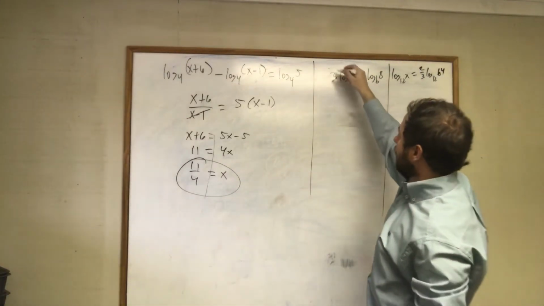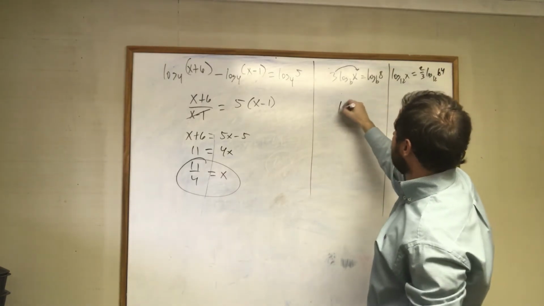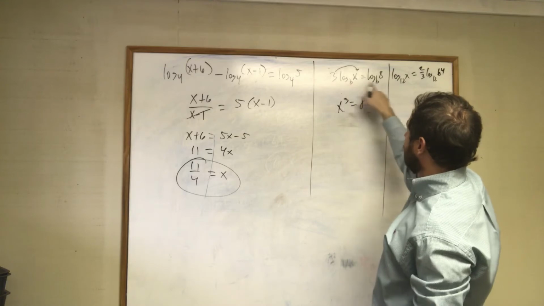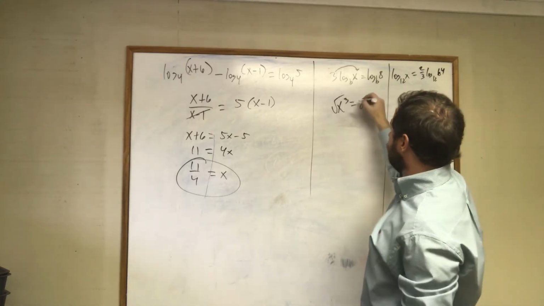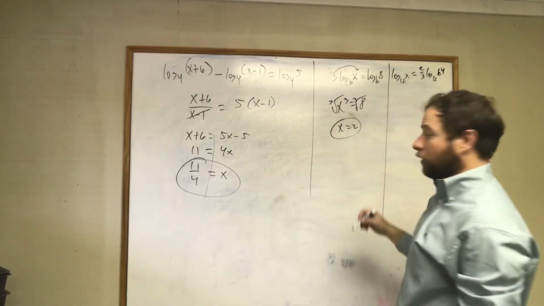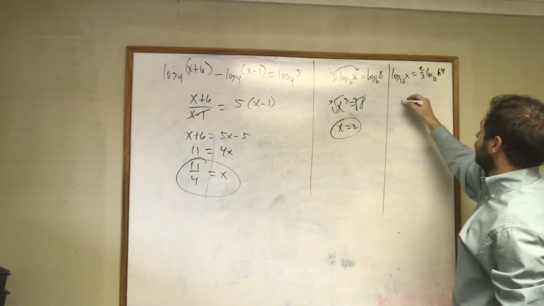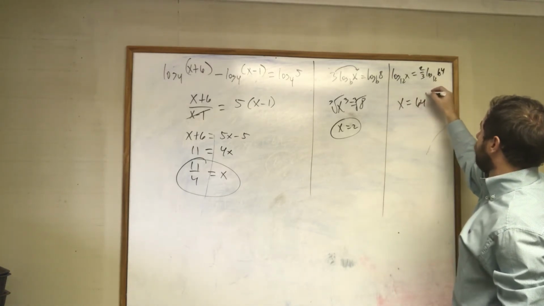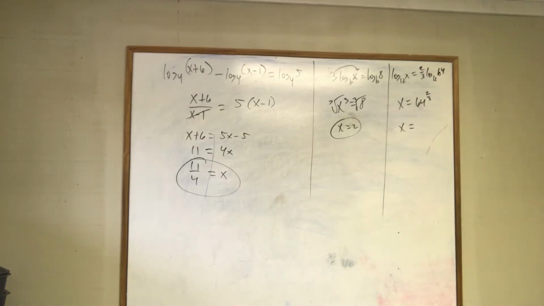The next one, whenever you have a number in front, you're going to bring this and put it above the x. So it becomes x cubed equals 8. We can drop the like logs. We drop the log b. Take the cube root of each side. When you do that, x equals 2. Last one right here, same thing. x equals 64 to the 2/3 power. You put that into your calculator, and you will find that x is 16.